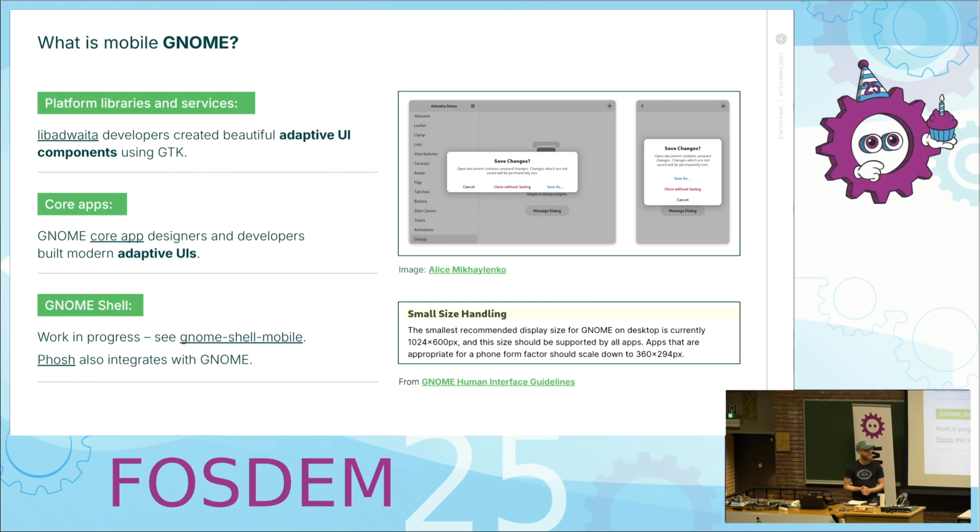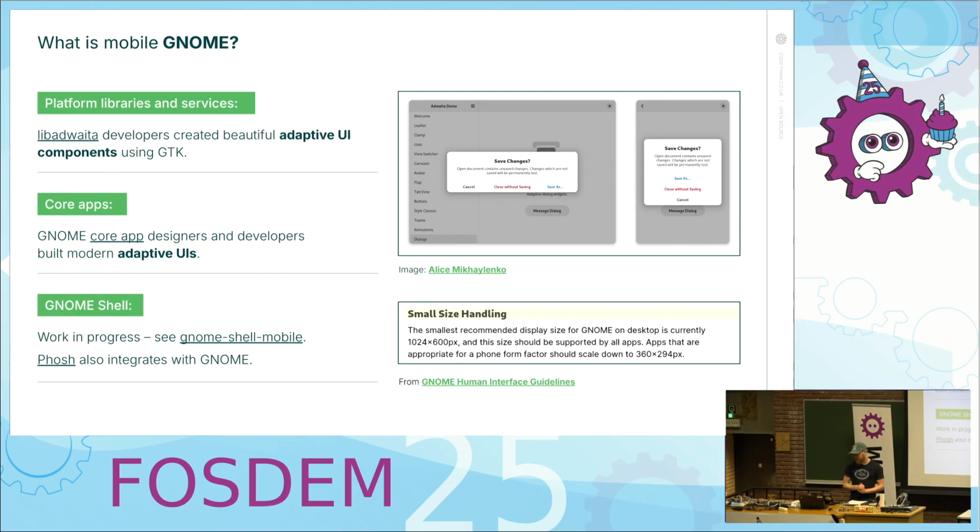And libadwaita is also the core of a lot of GNOME apps. It's quite new, so GNOME core app developers have rewritten their apps to use libadwaita, and it's the recommended way to build GNOME apps these days. So as long as you use libadwaita and you make a GNOME app, you kind of get adaptivity more or less for free. It's not quite for free because you have to test it, but you get it more or less for free. You don't have to maintain two different code paths.